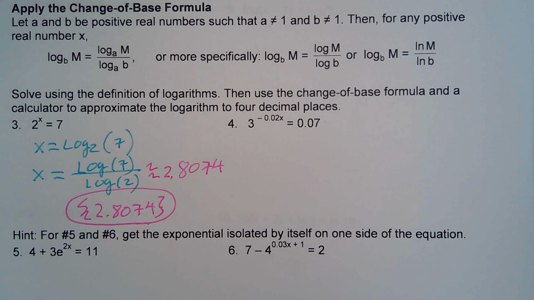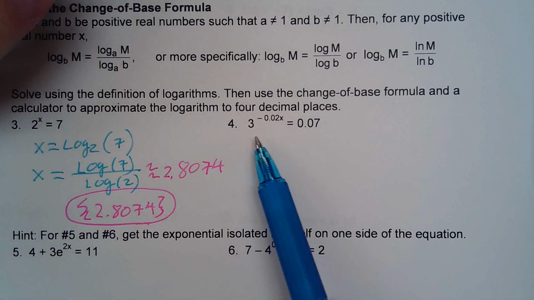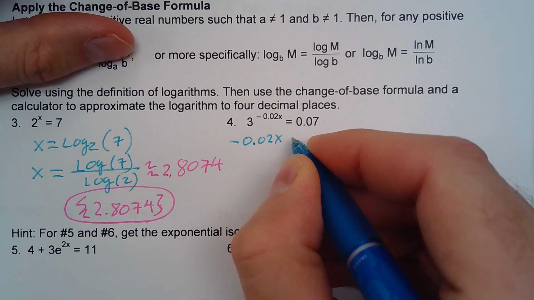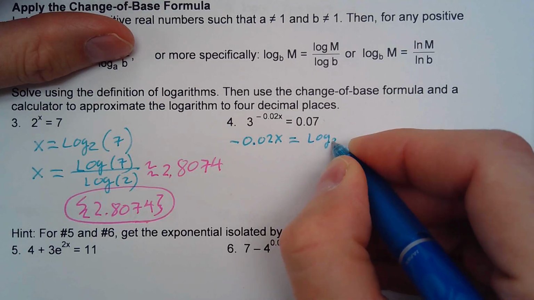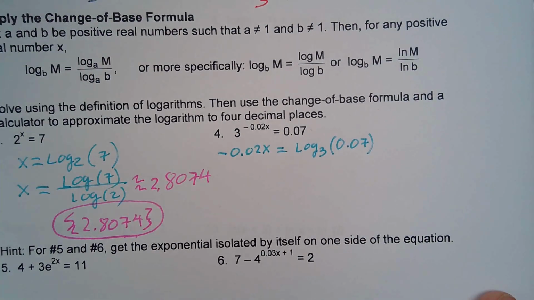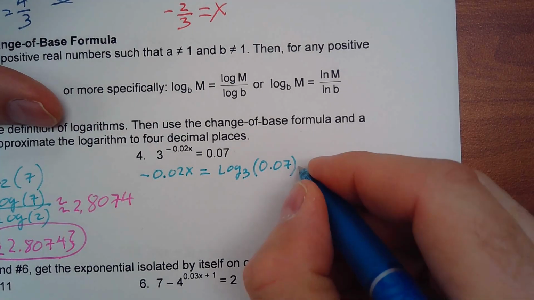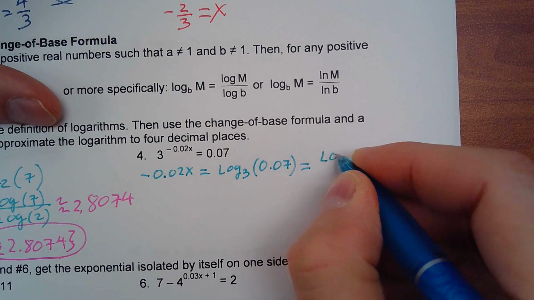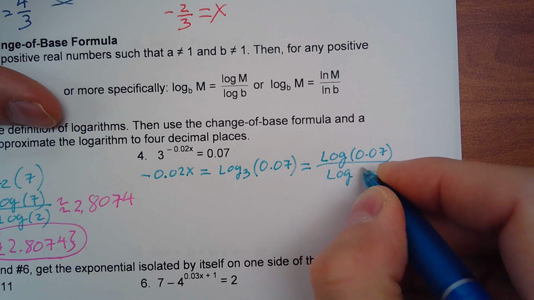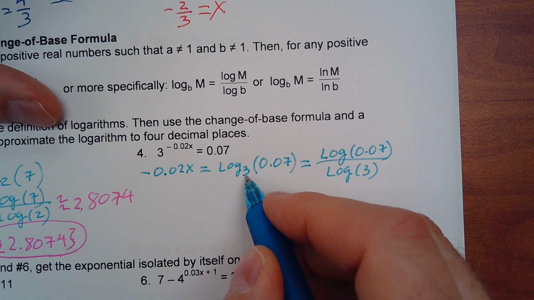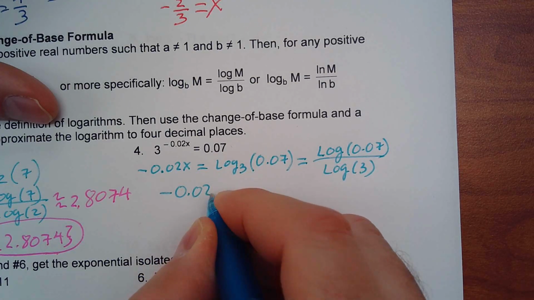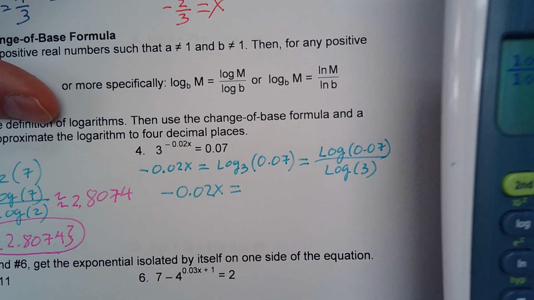So let's try this one. Again, immediately I'm going to change into log form. So this would be log base 3 of 0.07. And I'm going to use my change of base here. So this would be log of 0.07 over log of 3. And I always remember this, that the b is always written lower here, so it's got to go on the bottom. So this would be 0.02x, and I'm going to stick that number into our calculator.